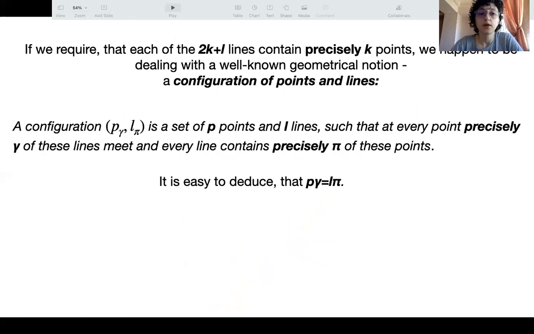And if we require that each of the 2K plus L lines contain precisely K points, we will be dealing with a well-known geometrical notion, a configuration of points and lines. Let me remind you of the definition of a configuration. It is a set of P points and L lines such that at every point precisely gamma of these lines meet, and every line contains precisely pi of these points. It is easily deducible that P gamma must be equal to L pi in order to have a geometrical configuration.